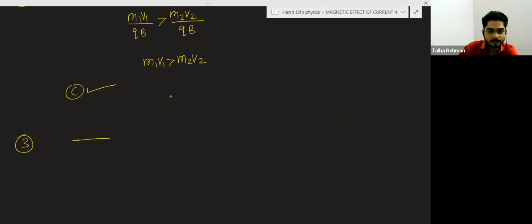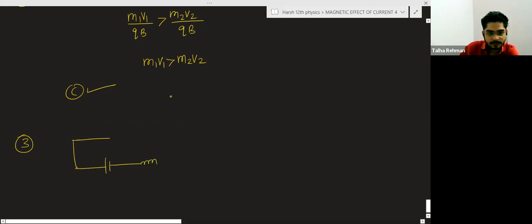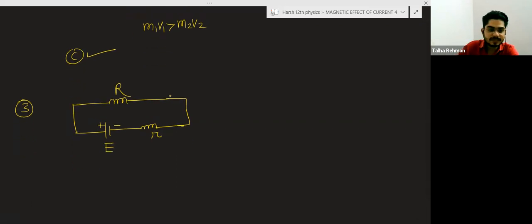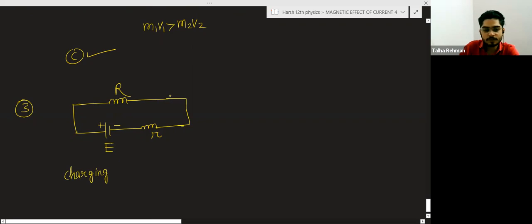So see here, you have this one cell, and suppose here you have connected an external resistance R. This is the positive terminal, this is the negative terminal. Small r is the internal resistance, E is the EMF. So suppose the cell is charging, what is the equation of the terminal voltage for the charging? V is equal to E plus IR.